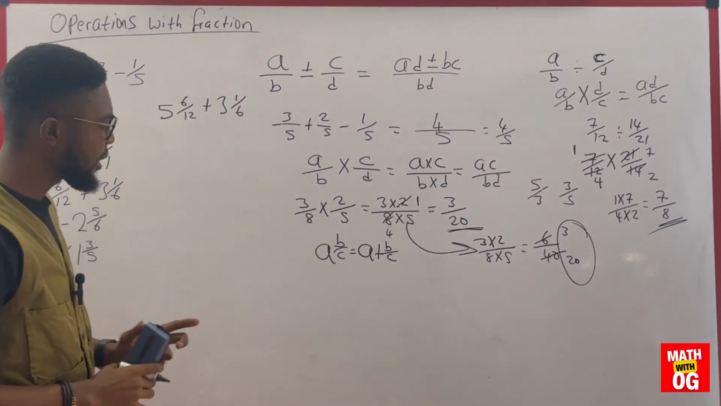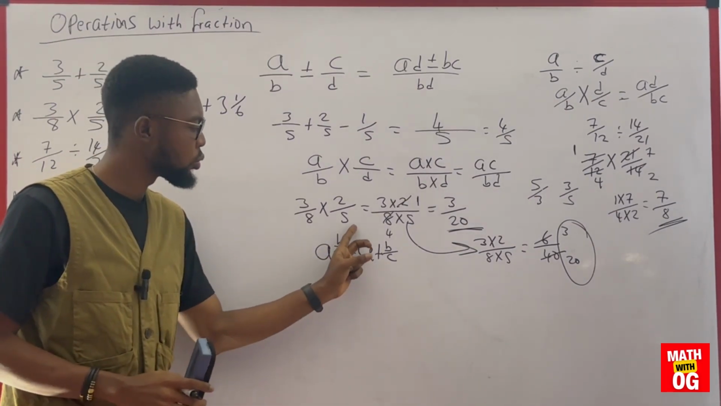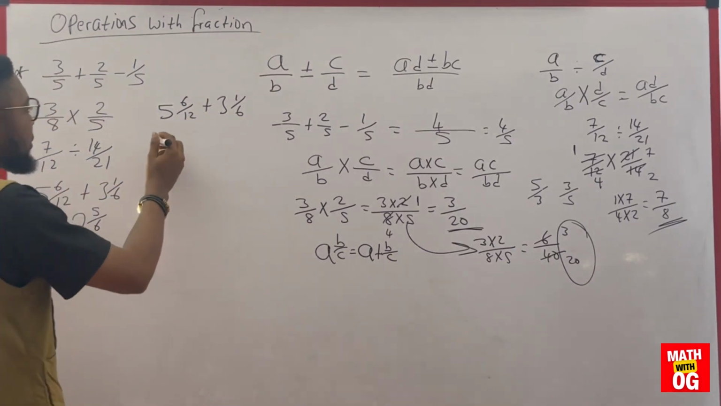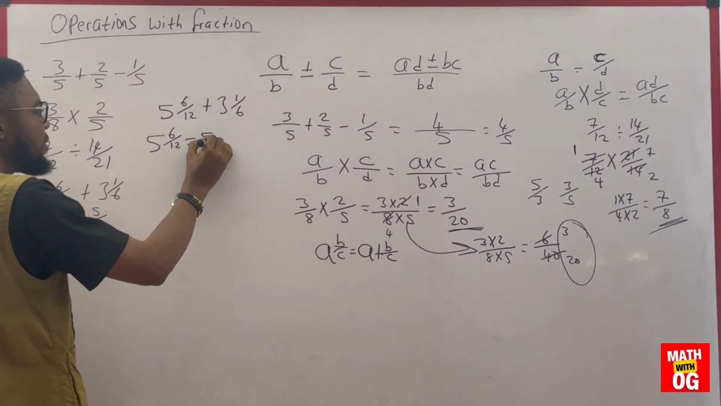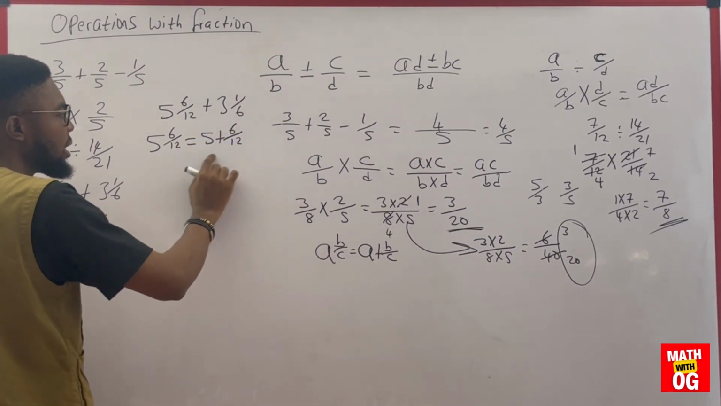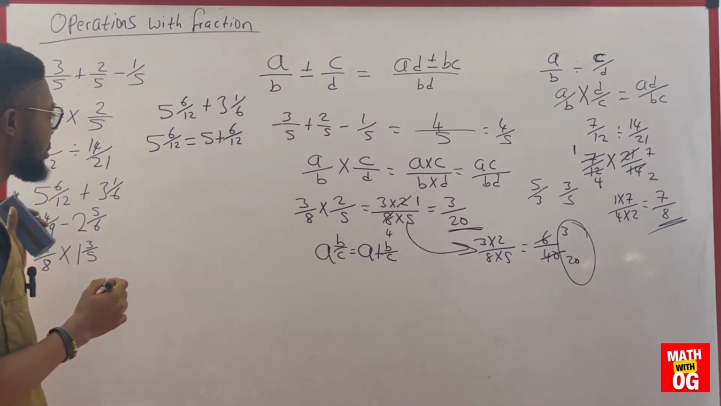I repeat, a fraction in the form a whole number b over c is equal to a plus b over c. So what do I mean? 5 whole number 6 over 12 is the same thing as 5 plus 6 over 12. So if you add up these two, you are going to get 5 whole number 6 over 12. So let's check for confirmation.